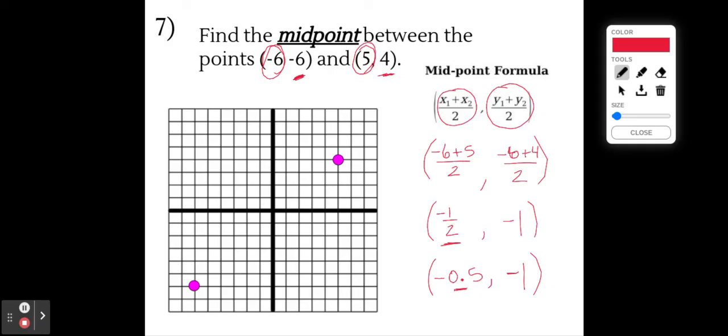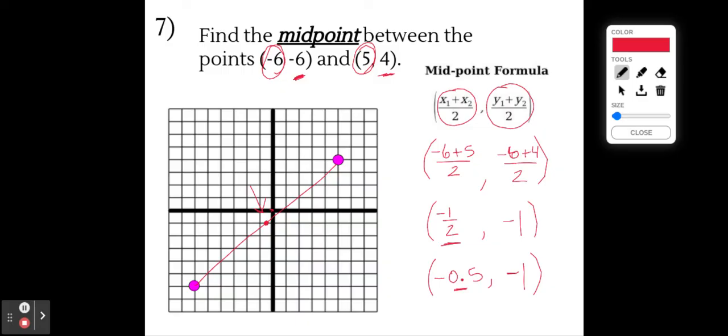Let's graph that. If I start at (0, 0), I go -1/2, which is right here, and then I'm going to go up 5. So right here is where I'm saying the middle point is. I'll try and draw a straight line as straight as possible, and hopefully you can see, or at least believe me, that yes, that point is located in the exact middle of the two given points.